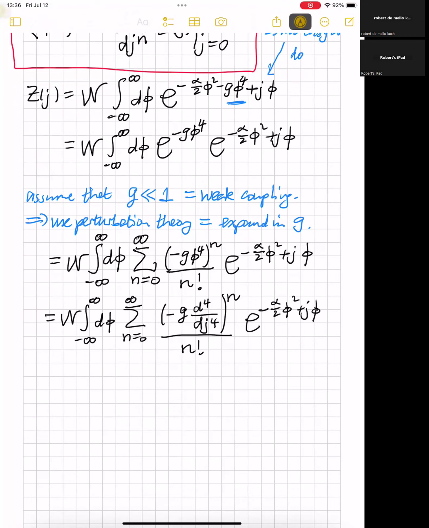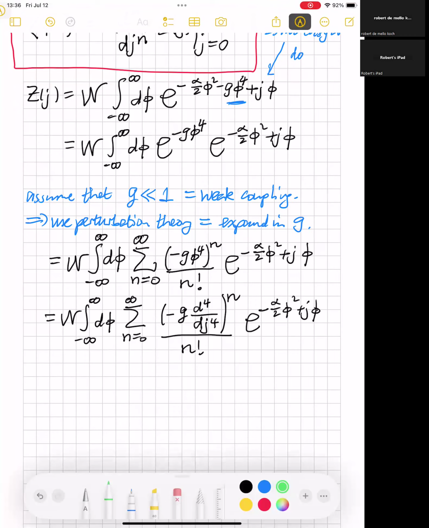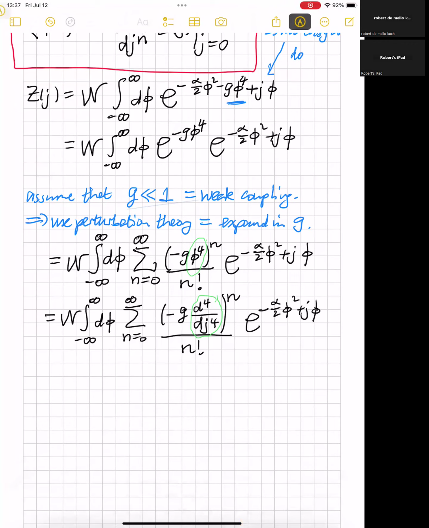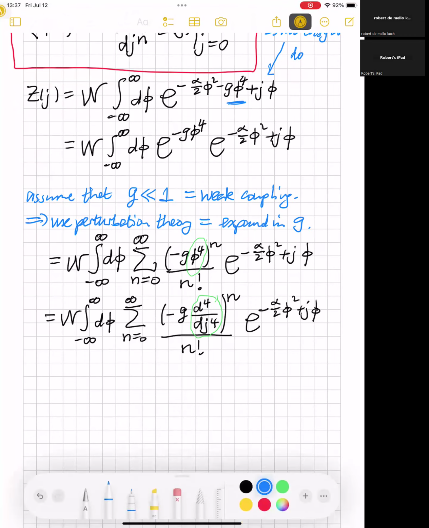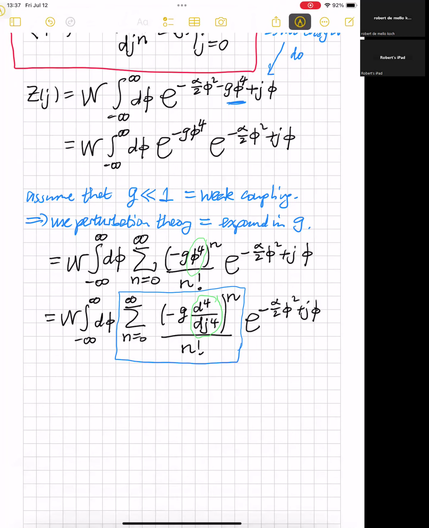So let's just stress this. The phi to the 4 sitting here has been replaced by d4 over dj4. So make sure you understand why that replacement is possible. It's just because d by dj acting on the exponential gives us a phi. So it's pretty straightforward. Now, notice that this whole piece of the expression over here, of the integrand that I've put into the blue box, nothing there depends on phi, so I can take it out of the integral.